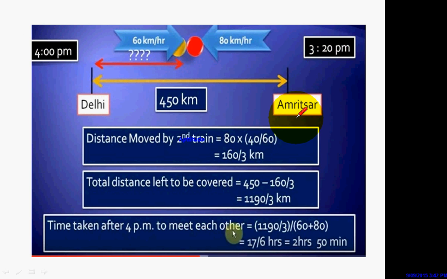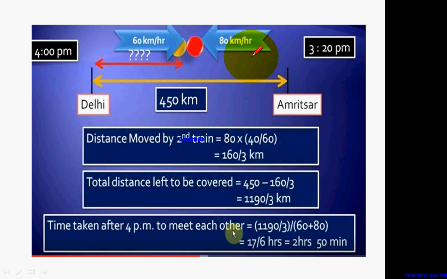I'll give another method of solving this problem. First, the distance moved by the second train. Why are we picking the second train first? Because it starts a little earlier than the first train, at 3:20 p.m. So what is the difference between the times? The second train started at 3:20 p.m. and the first train at 4 p.m. So the difference is 40 minutes.